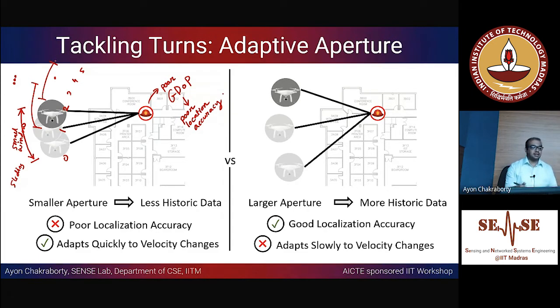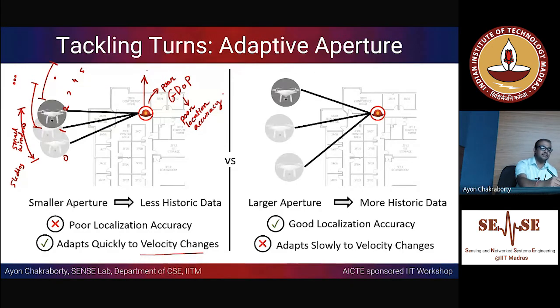So at the same time, even if we have a poor geometric dilution of precision, we are also having less historic data. So whatever bad things happen, this data gets quickly trimmed off. Maybe the node has moved, but again, we are not considering very old data. So we are getting rid of old historic data. That is why it can quickly adapt to velocity changes.